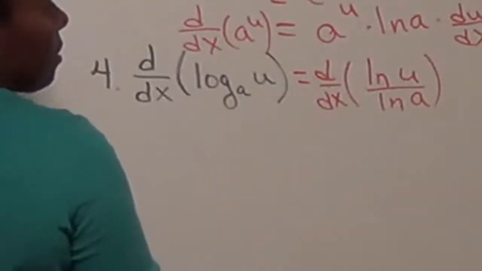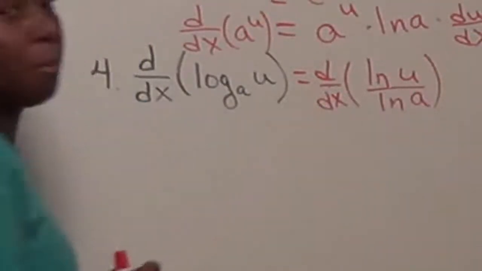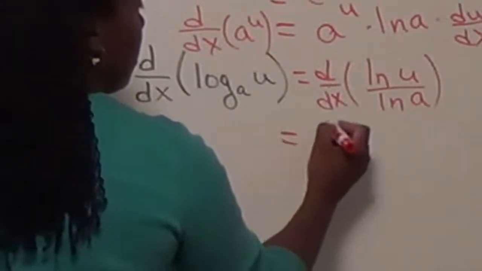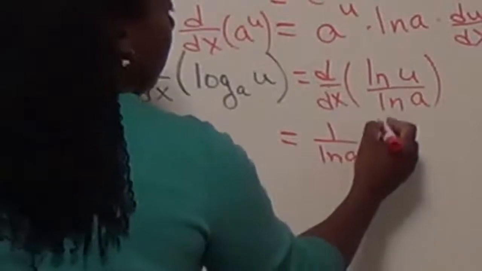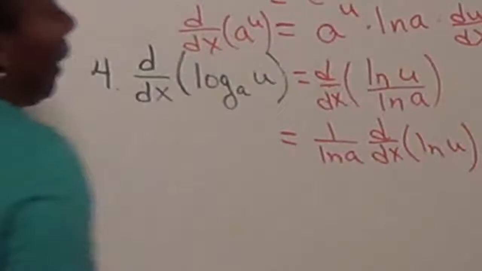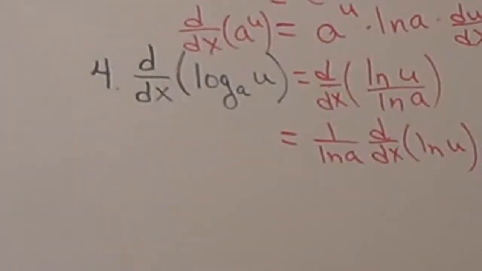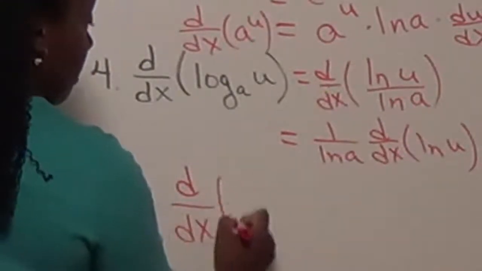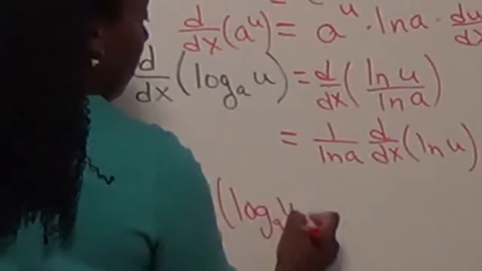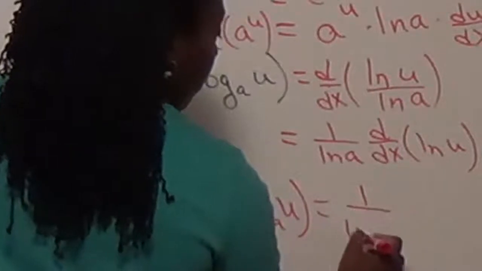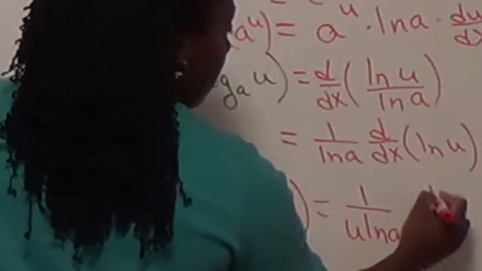So from here, natural log of a is just a number. It's a constant. I can move that out front from our basic properties. So this is 1 over the natural log of a times the derivative with respect to x of natural log of u. And from our property 2, we already know derivative of natural log of u is 1 over u du dx. So our derivative with respect to x of log base a of u is going to be 1 over u ln of a times du dx.